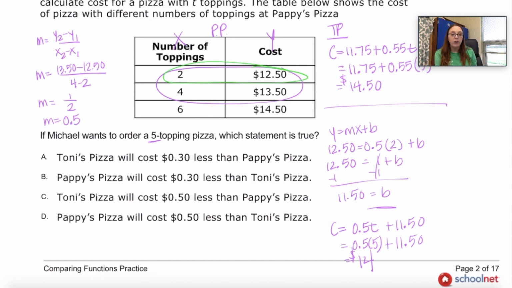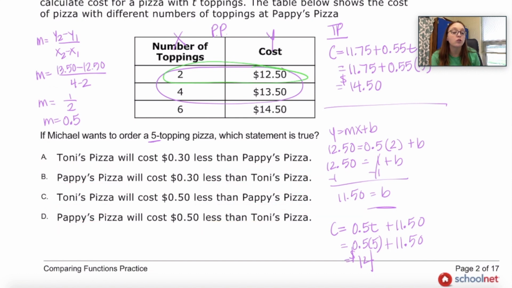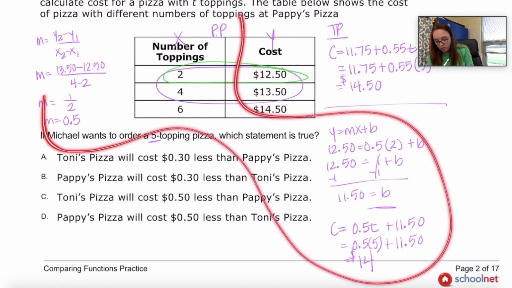So now we're ready to answer the question. It wants to know which statement is true. If you're scanning this, some of them say costs less than, Tony's is less than Pappy's, Pappy's is less than Tony's, Tony's is less than Pappy's, or Pappy's is less than Tony's. Who's charging less? So Pappy's is charging less.